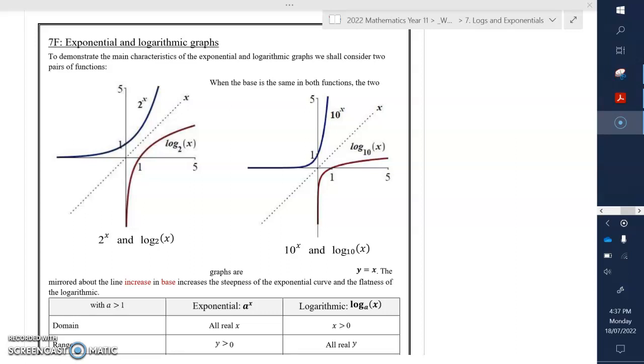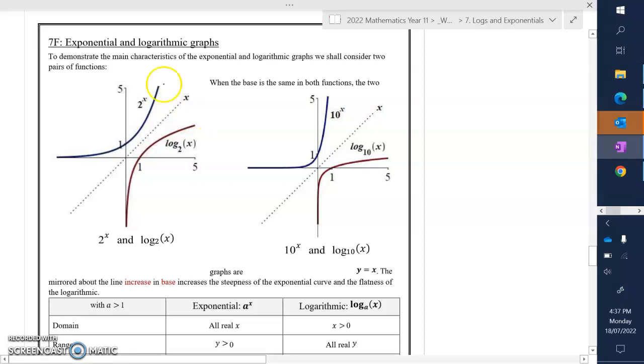Hi, Year 10. Today we're looking at 7F, exponential and logarithmic graphs. This exercise flows on beautifully from our last topic, which was functions, the way that we looked at domain and range and looked at sliding graphs along the x-axis and up and down the y-axis is going to happen with our graphs today. So we're going to use all our functions knowledge and apply that to the logarithm as well.